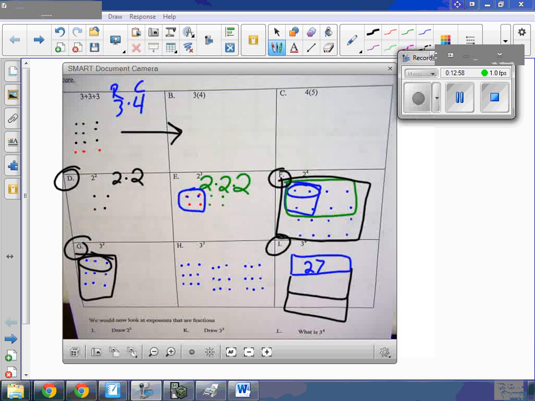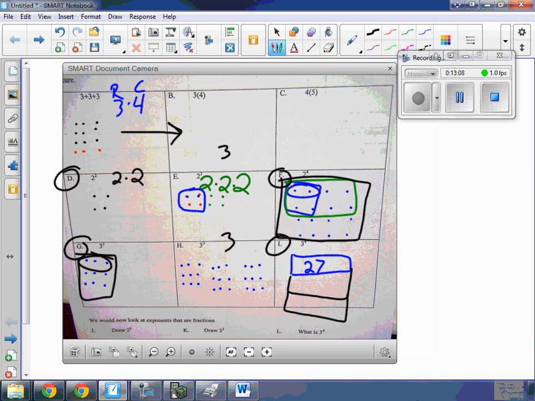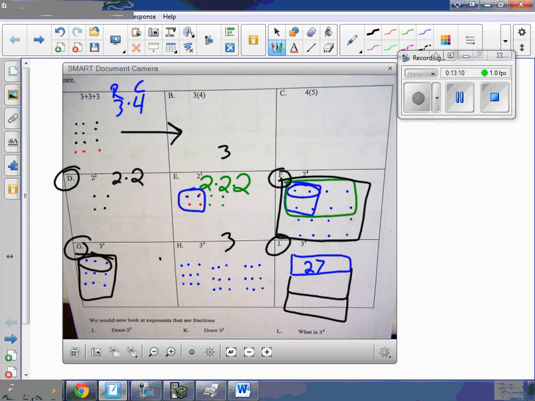Oh, so how come D and G and F and I are squares and E and H are not? Good. So this is third power, and this is third power. 2 and 2, 4 and 4. The odd number ones are going to create rectangles.